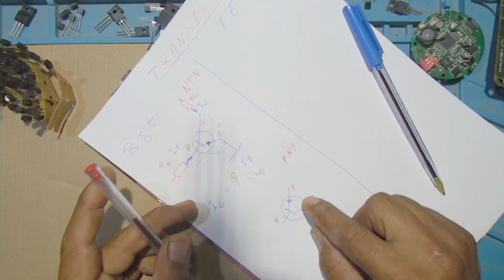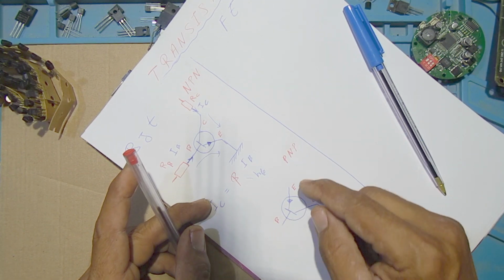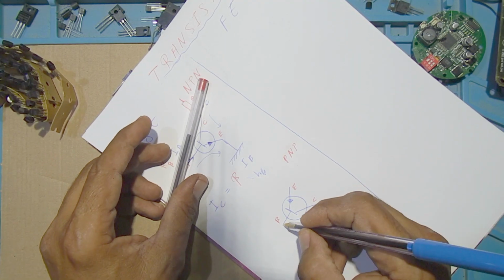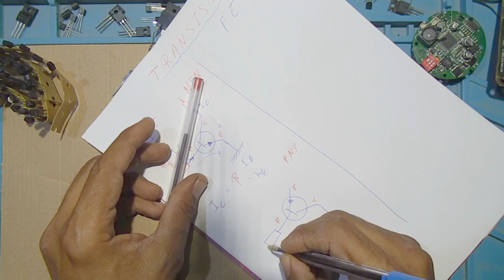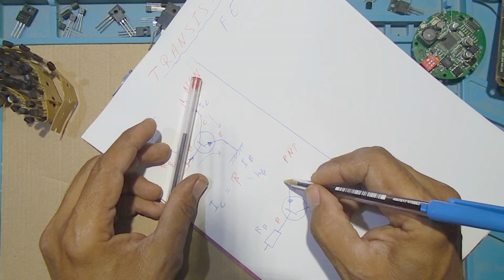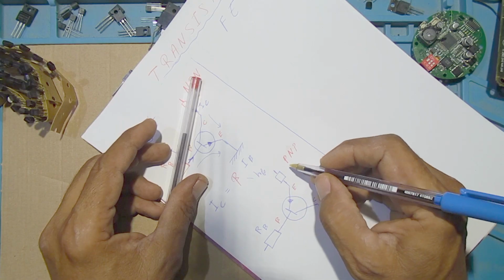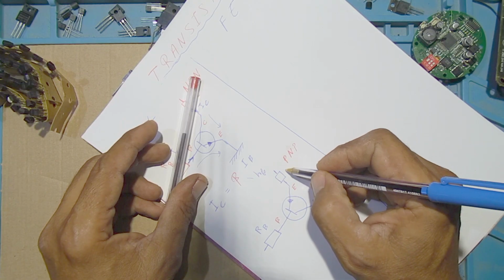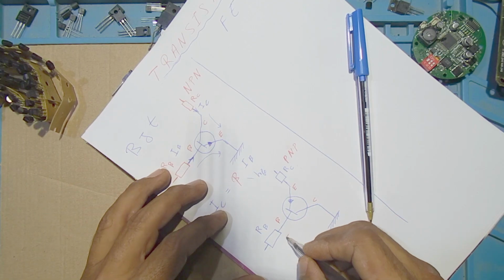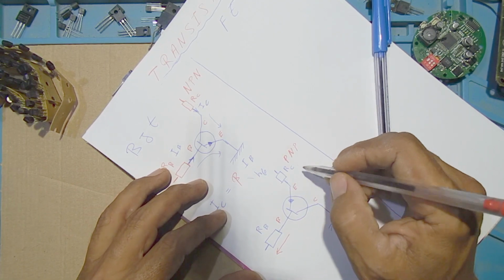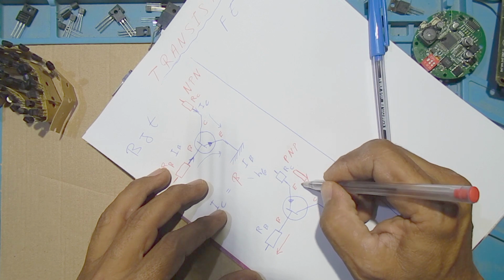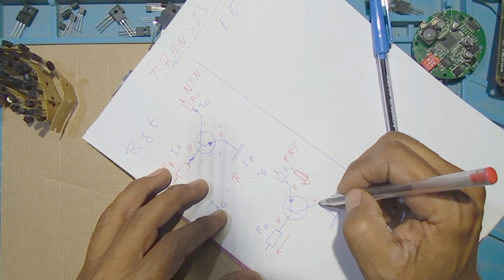For the PNP transistor, we must sink some current from the base to let the current flow from the emitter to the collector. So here we must add the base resistor, and here we must add the collector resistor. This is RC. When we sink a small amount of current here, we get an amplified current from the emitter to the collector.